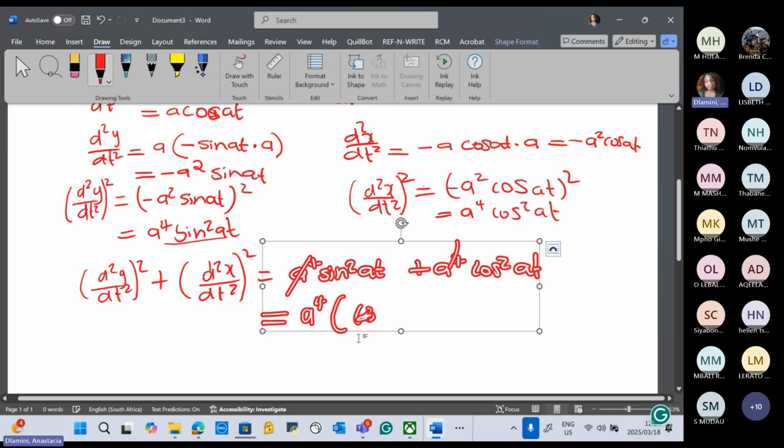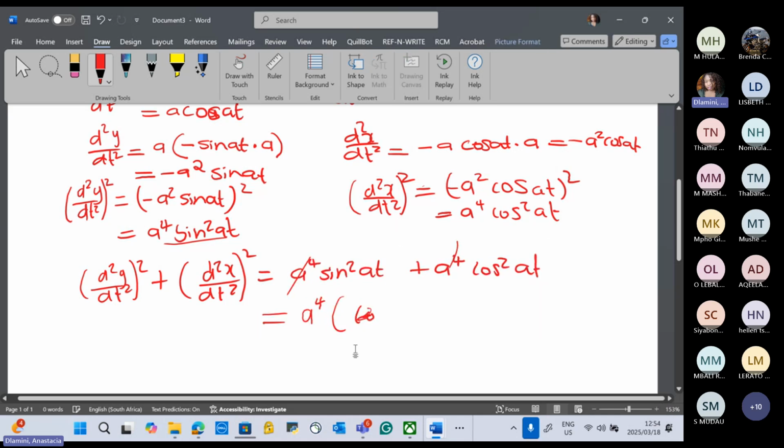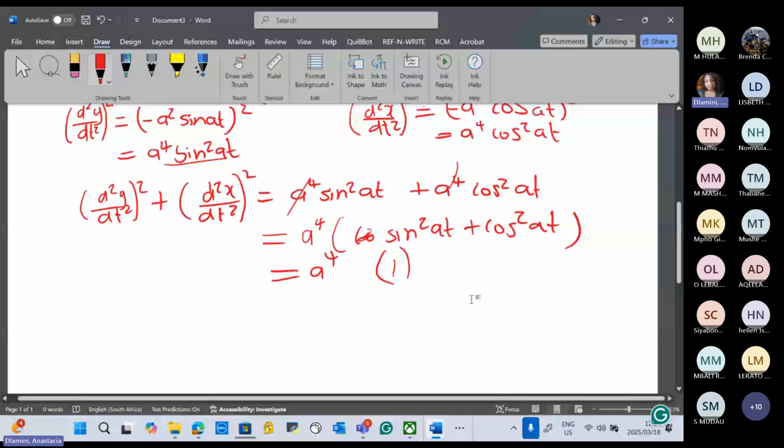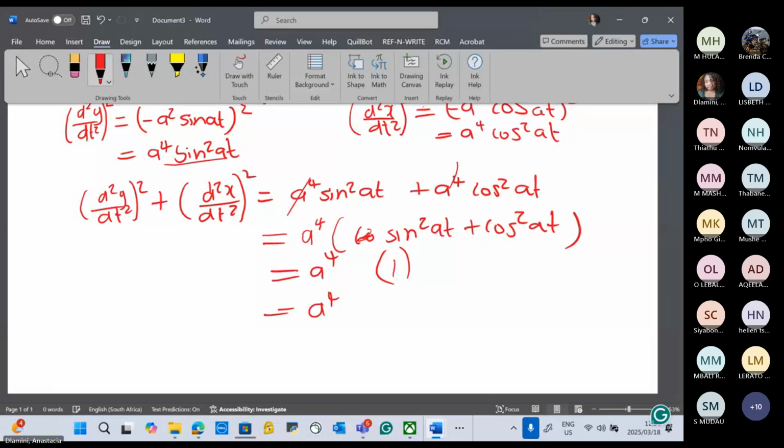Let me just take out a to the power of 4, and then you're left with sine squared at plus cos squared at. Do I leave it like this? What do I know about this? This is your favorite identity, which is equal to 1. So this is equal to a to the power of 4. That's your answer.